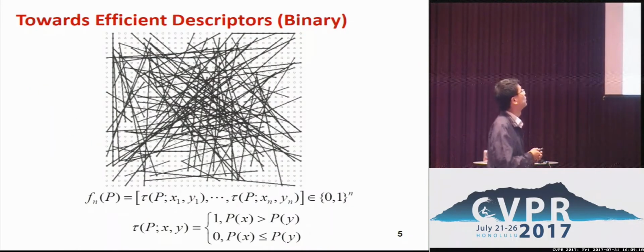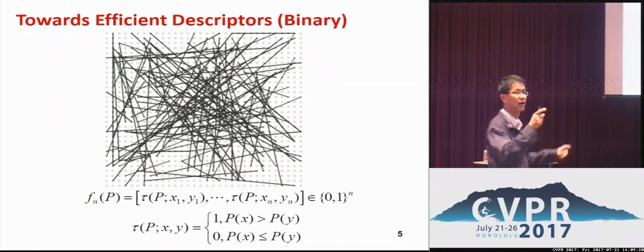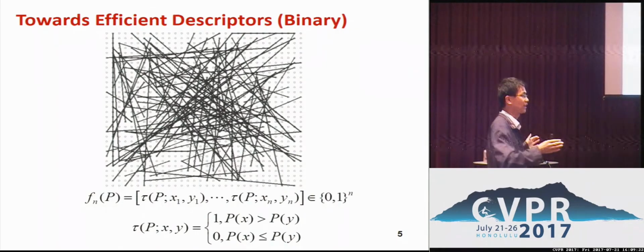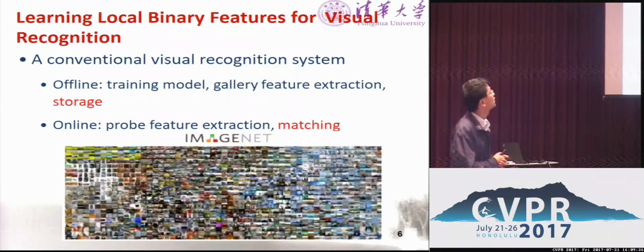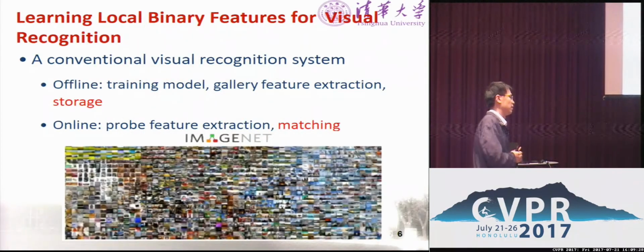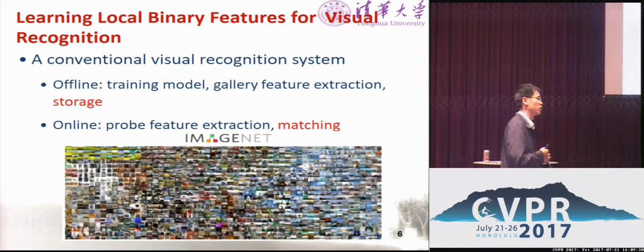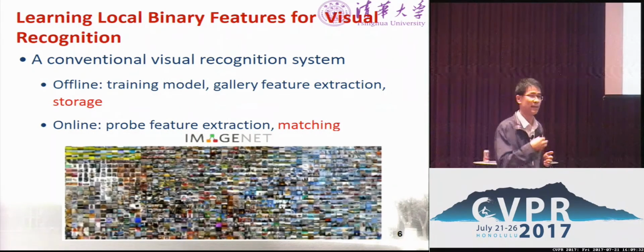So here is one example of the handcrafted features. In this image, we can select some local parts or local patches, and then we can do the comparisons. We can get 1 or 0, and if we select many bits, then we can get many binary codes. The second example is binary features for visual recognition based on learning techniques.